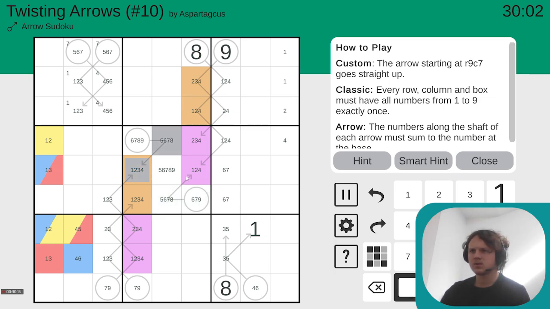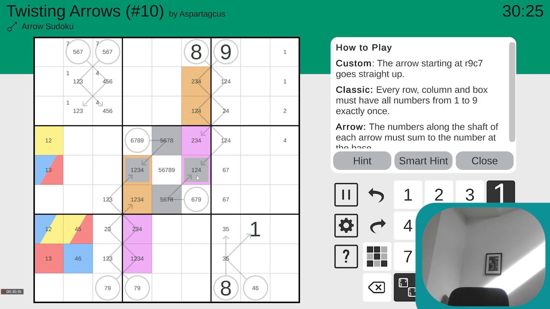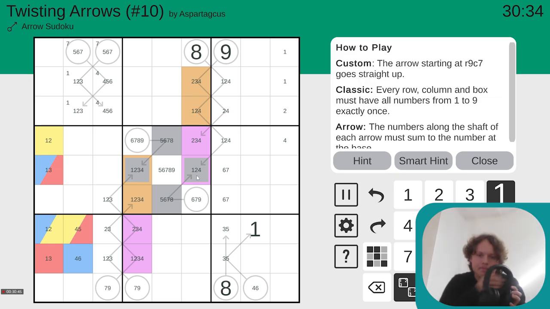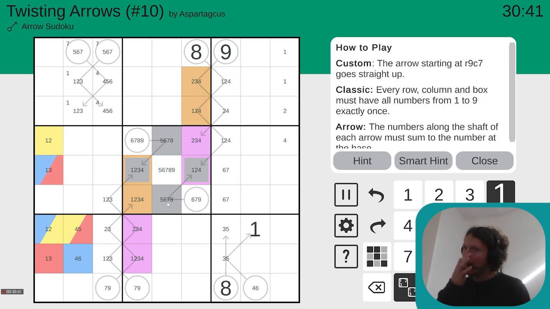What did we say the minimum this could sum to? 1 plus 2 is 3. Oh, this sun, bro. I'm going to close that. 3 plus 11 is 14. Okay, 14. And 6 plus 8 gets us to 14. Okay.